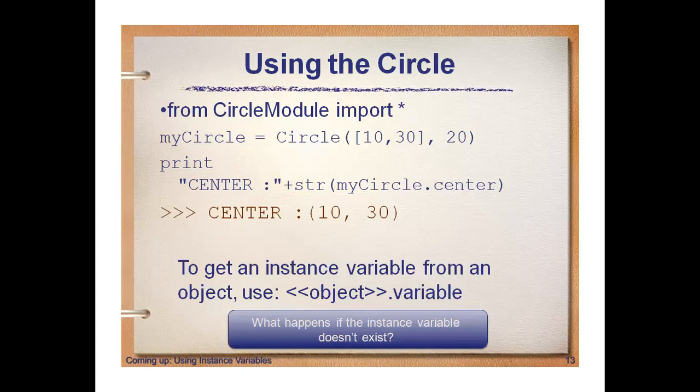myCircle is equal to some object here, and what we simply want to do is print the center of our circle. So how can we do that? We can simply print the center, and we can get the result that the center of my circle is at position 10, 30, right?